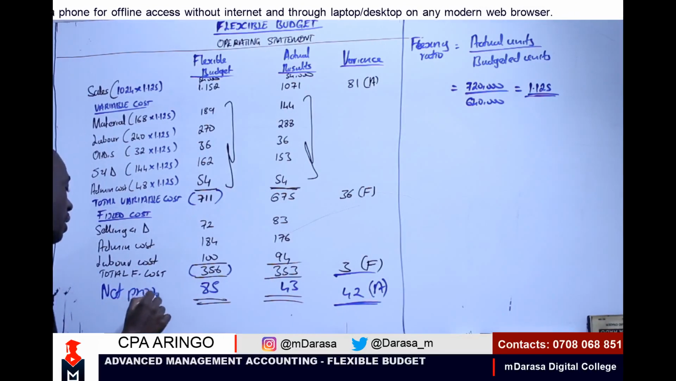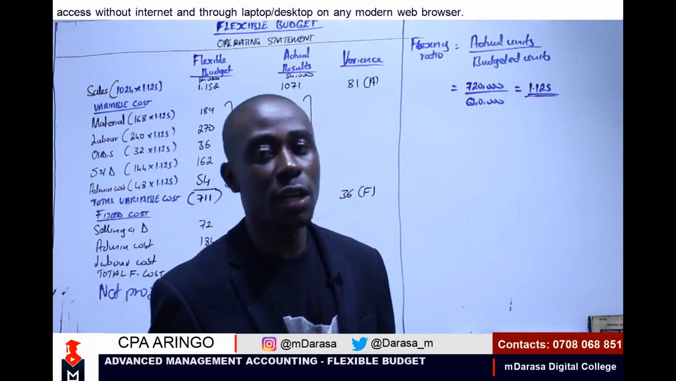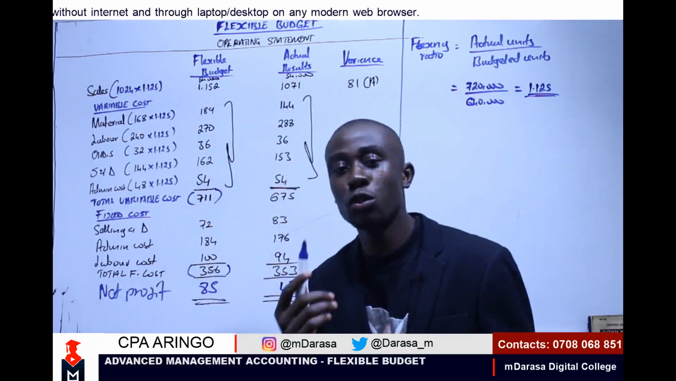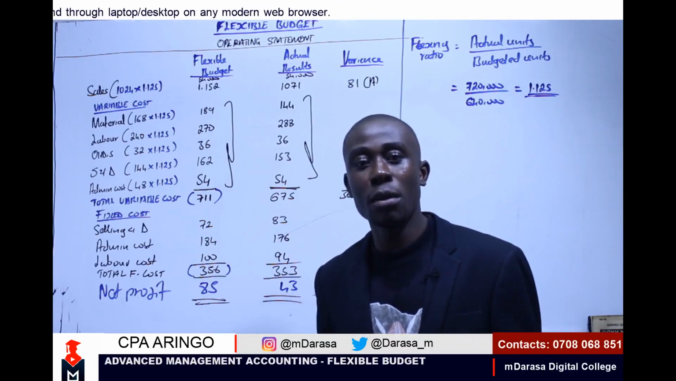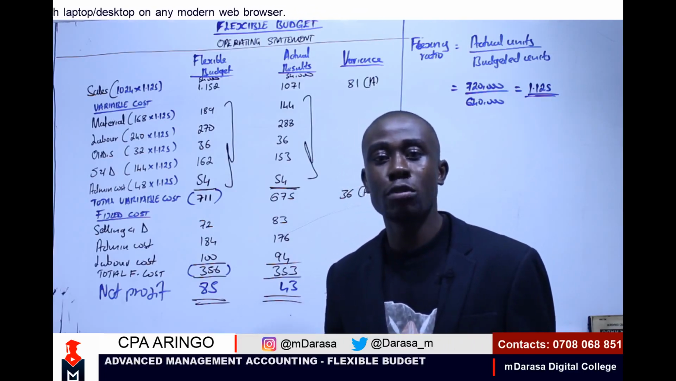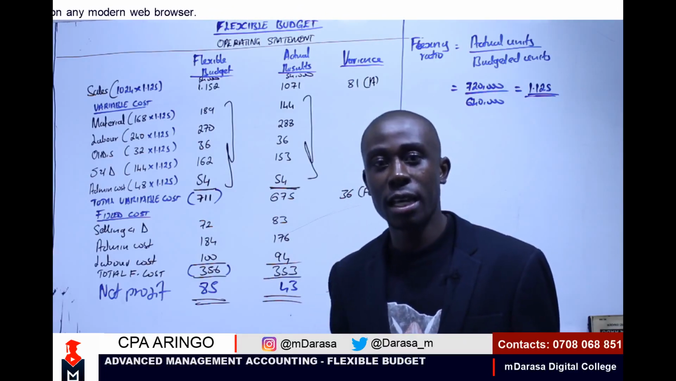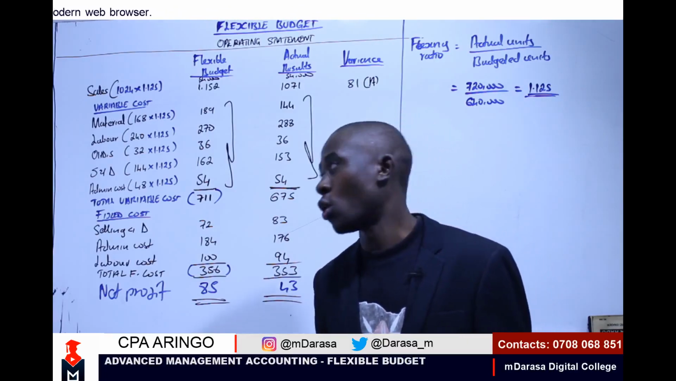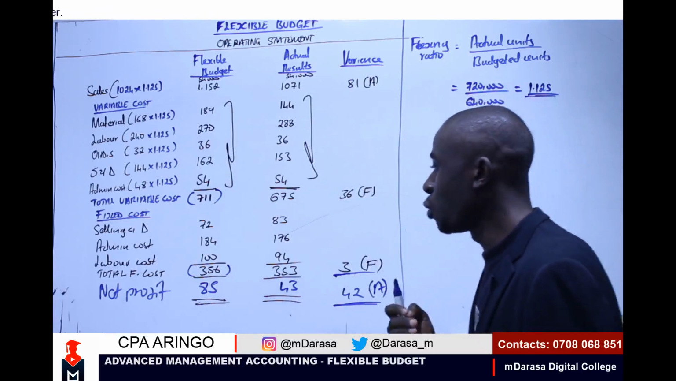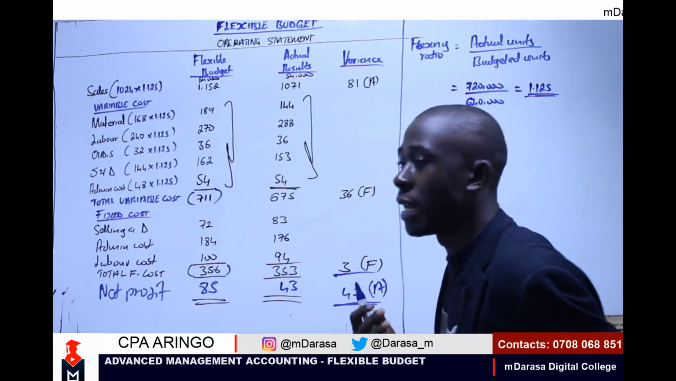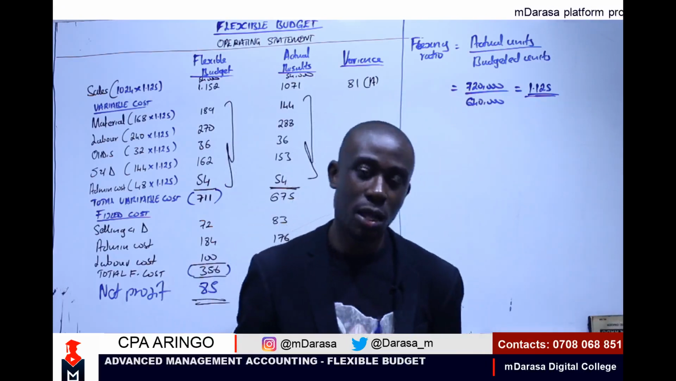So ideally, you can see clearly that working out flexible budget, the key element to grasp is how to determine the flexing ratio. After we have determined the flexing ratio, items to be adjusted by flexing ratio talk of sales and variable cost. So after we have determined this, I believe we should be very comfortable in handling any question when it comes to the aspect of flexible budget.